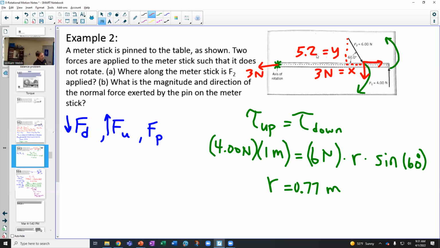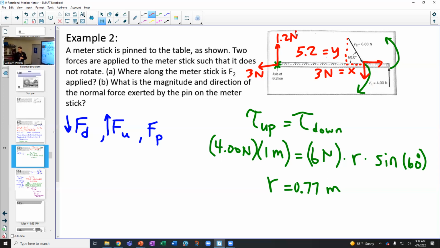Down. That's down 5.2 and over here we've got up 4. So the net between those two is 1.2 downward. Does that make sense? We got 5.2 down here, 4 up there. So the net is 1.2 in the downward direction. So the pin has to push up at 1.2. That balances all the forces. 3 newtons to the left balances the X component. 1.2 newtons up balances these two.